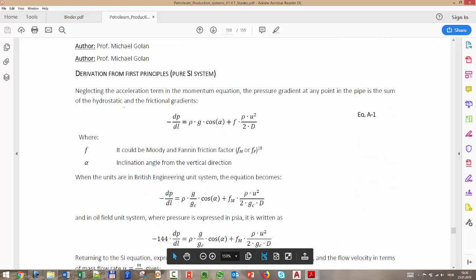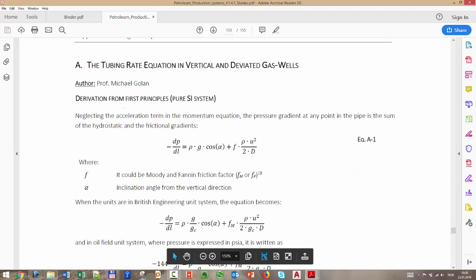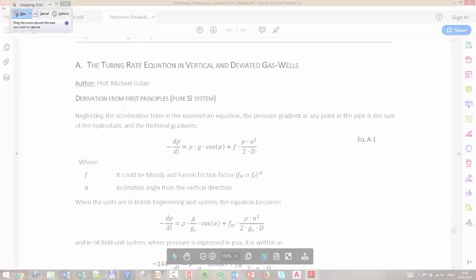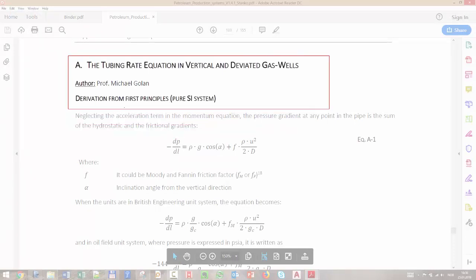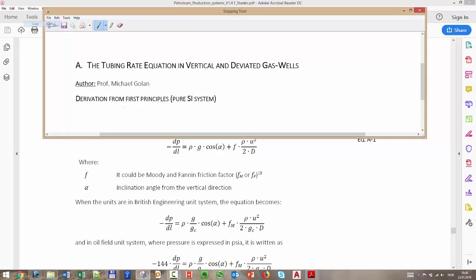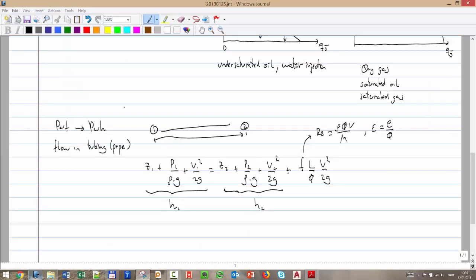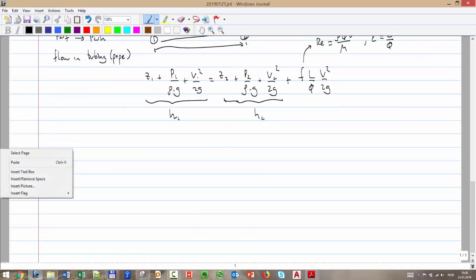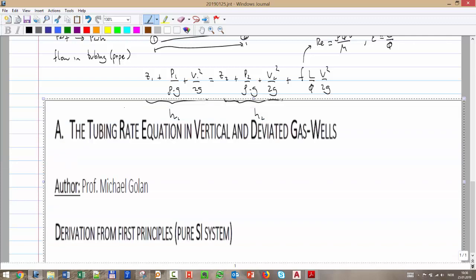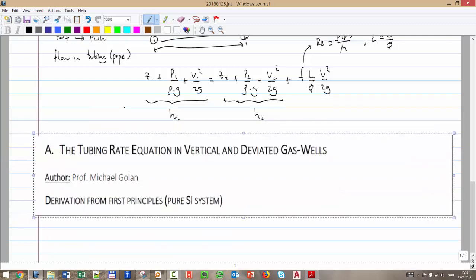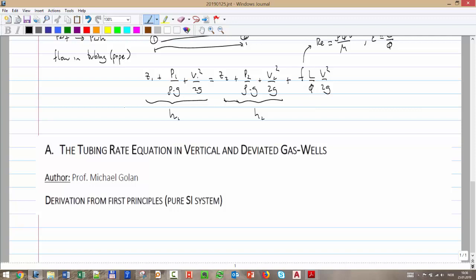So I suggest, on the weekend, before you go to a party or something, you take a look and see how that equation is derived, just what assumptions are made. That's page 133 of the compendium.